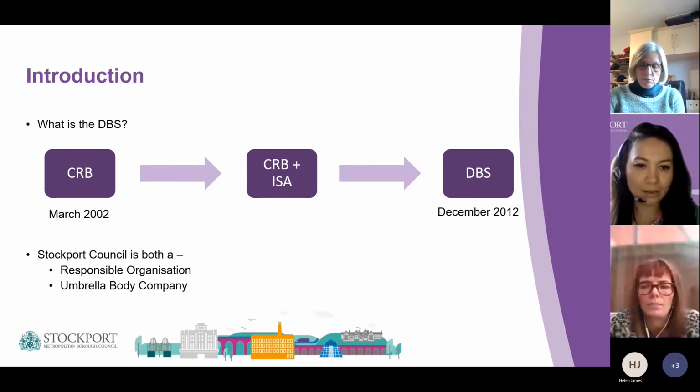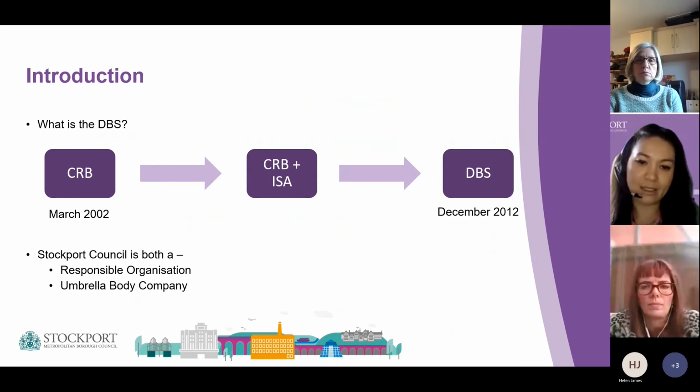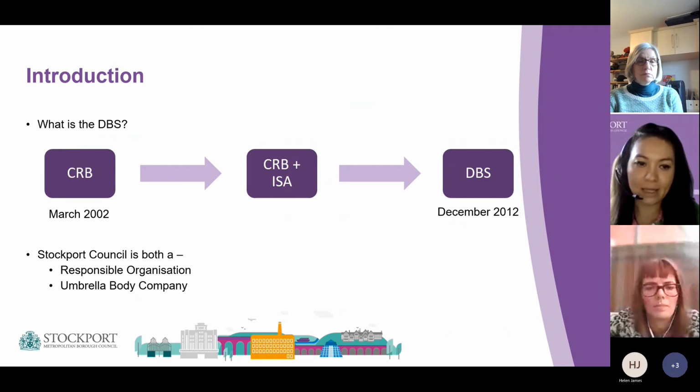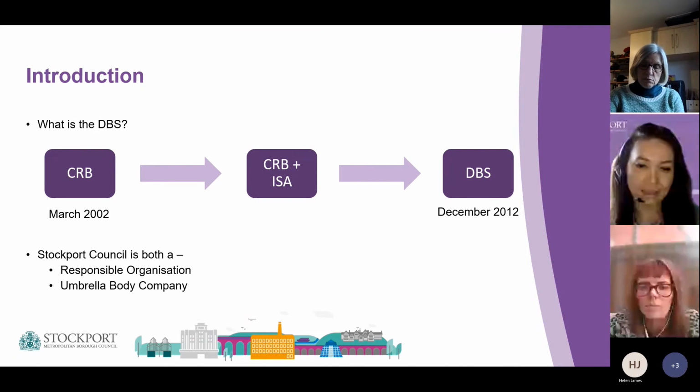So here at Stockport Council, we're both a responsible organisation and an umbrella body company. So a responsible organisation is an organisation registered with the DBS to submit basic checks. So an employer or an individual can apply for a basic check through a responsible organisation. And then an umbrella body company is an organisation registered with DBS to submit standard and enhanced checks. So an employer can request the standard and enhanced checks for those.